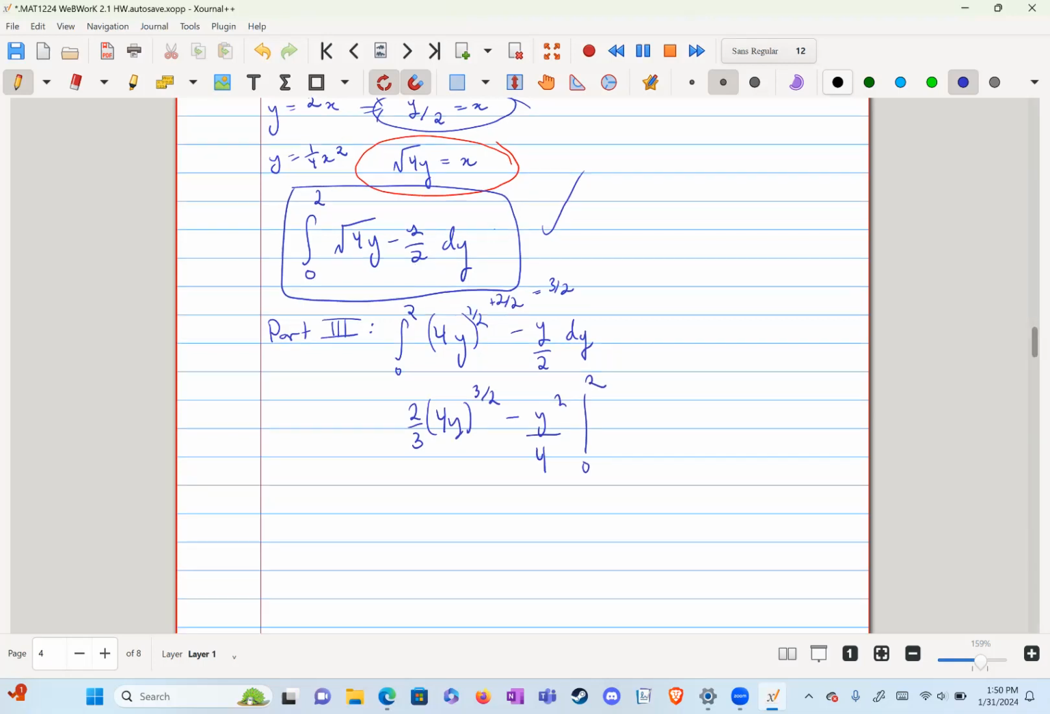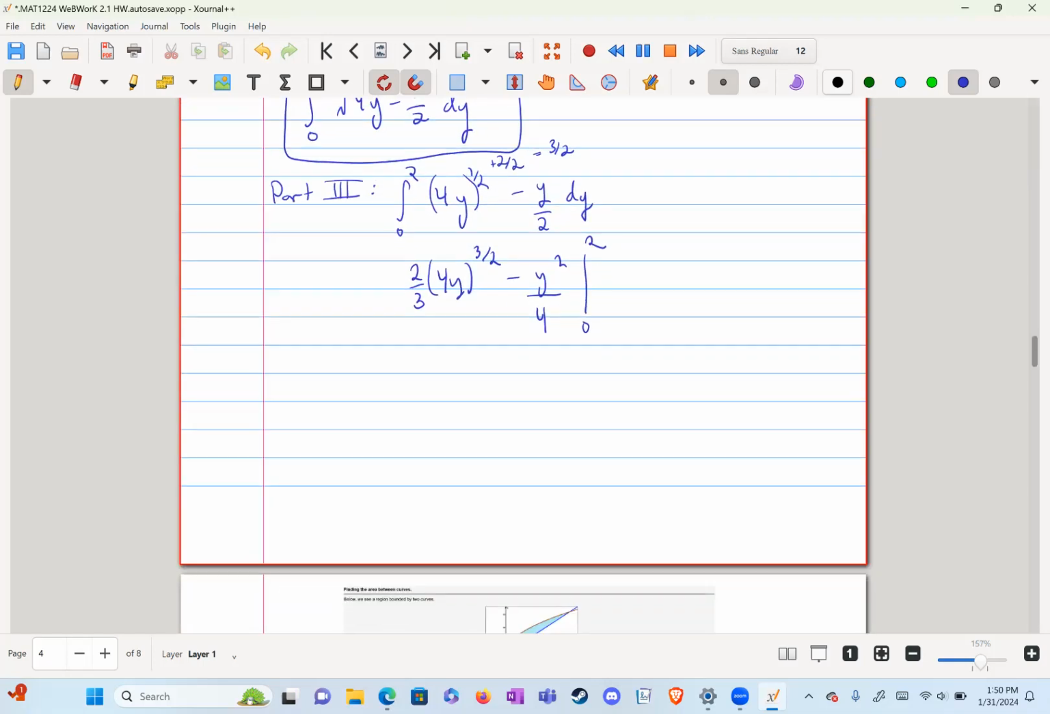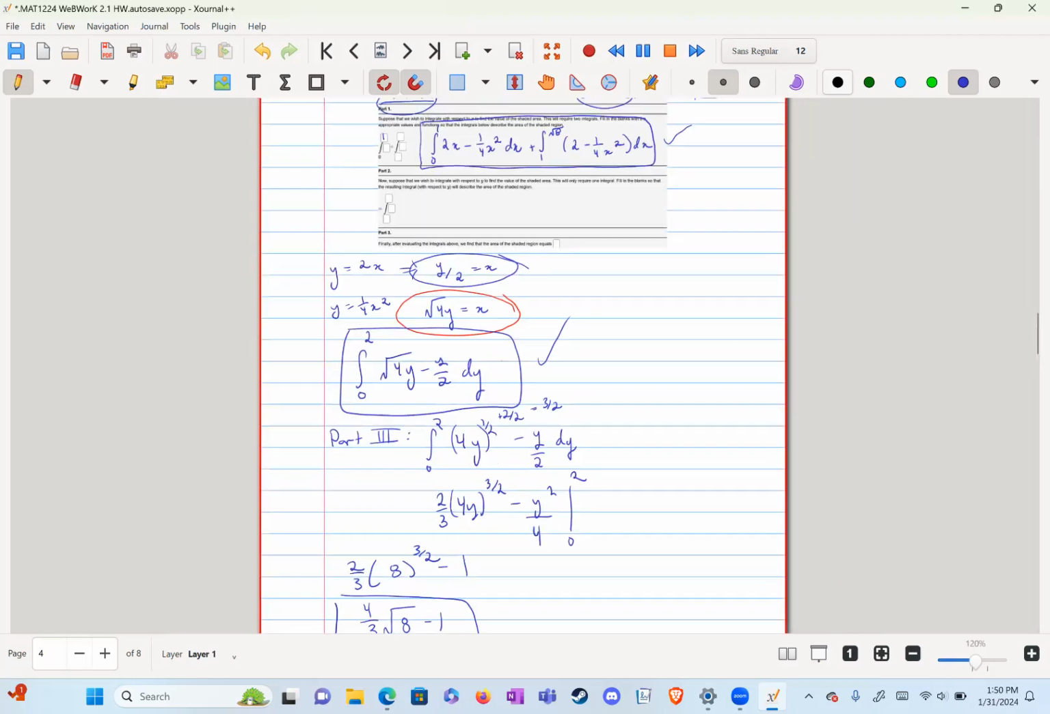We know 0 will cancel everything out, so we just have to plug in 2. So 2/3 of 8 to the 3/2 minus, that's just going to be 1. So that simplifies to 4/3 square root of 8 minus 1, and that is our area and final answer to our question.